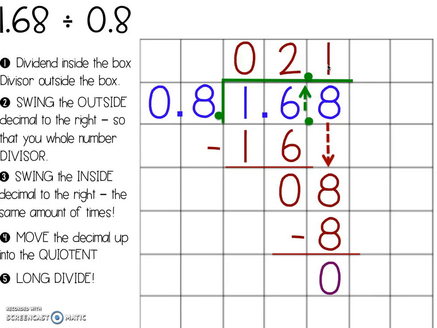Now, you can check all of your work today by taking your divisor, 0.8, and multiplying it by your quotient of 2.1 and making sure that they give you whatever is inside the box, the dividend.